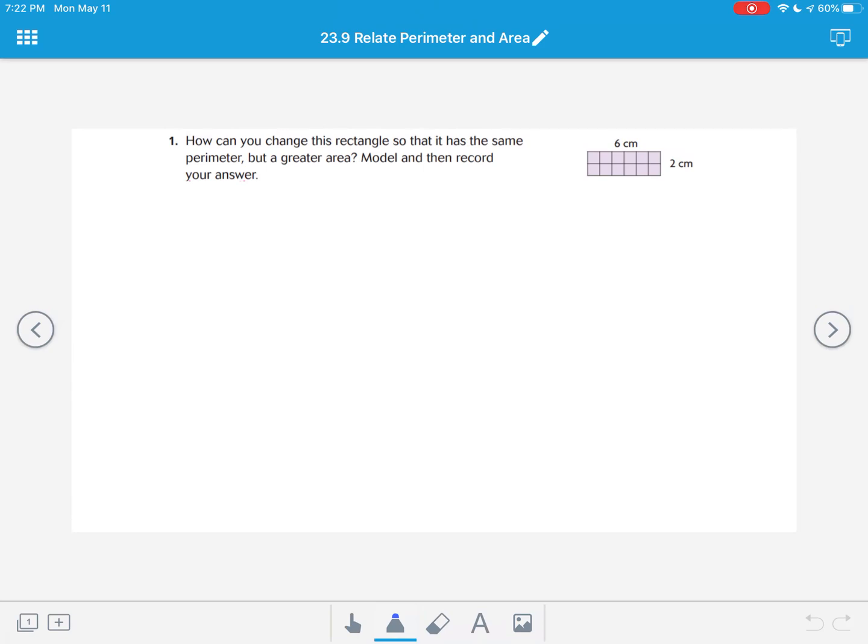We're going to put this into practice by comparing areas and perimeters. Let's start with number 1. Number 1 asks, how can you change this rectangle so that it has the same perimeter but a greater area? Model, then record. So right now we have a rectangle that is 6 inches by 2 inches.